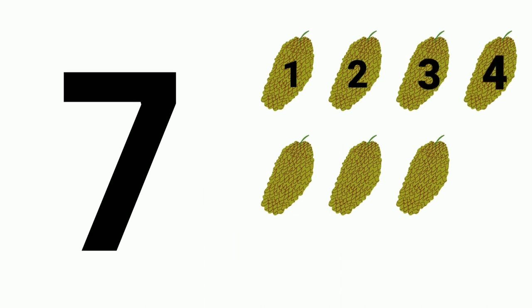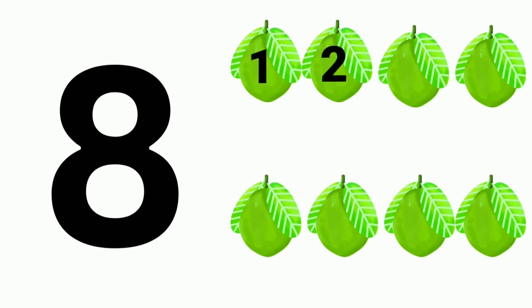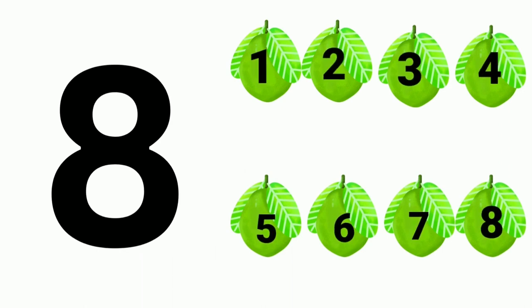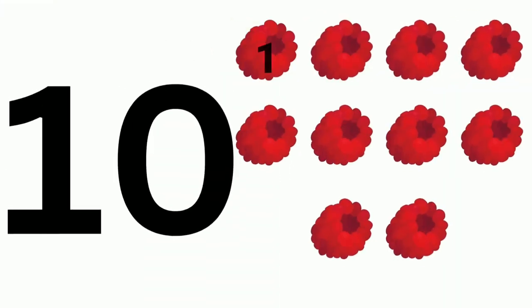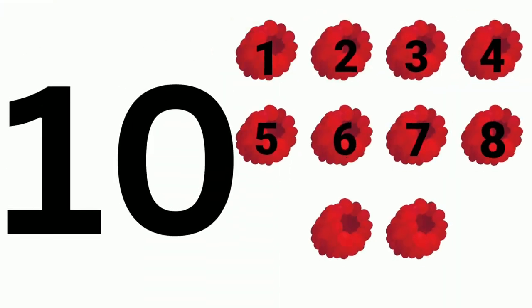One, two, three, four, five, six, seven, seven jackfruit. One, two, three, four, five, six, seven, eight, eight guavas. One, two, three, four, five, six, seven, eight, nine, nine strawberries. One, two, three, four, five, six, seven, eight, nine, ten, ten raspberries.